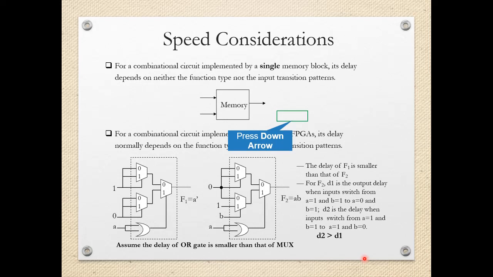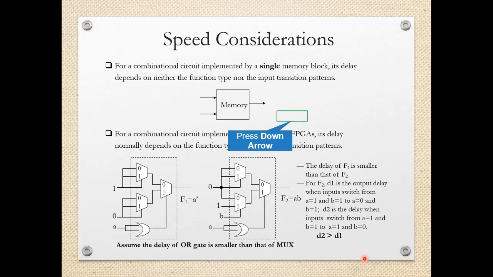Now out of these two methods, which one is more suitable, considering the speed factor, how we can compare the two. For a combinational circuit implemented by single memory block, its delay depends on neither of the function type nor the input transition pattern. So if we are implementing the logical expression with the help of a memory, that is the lookup table, then there is no question of speed.